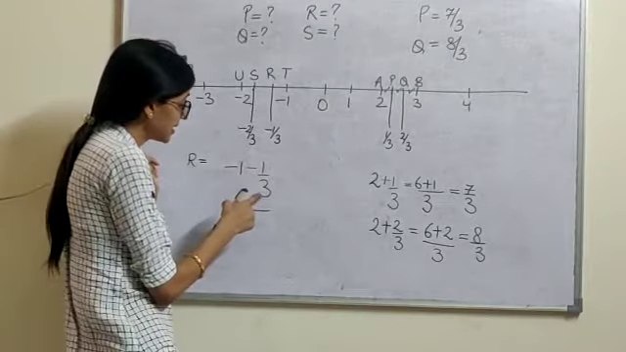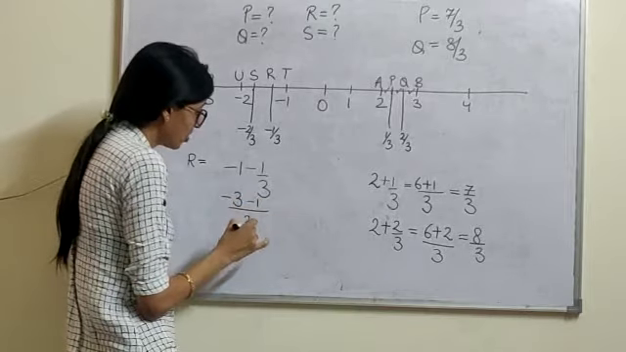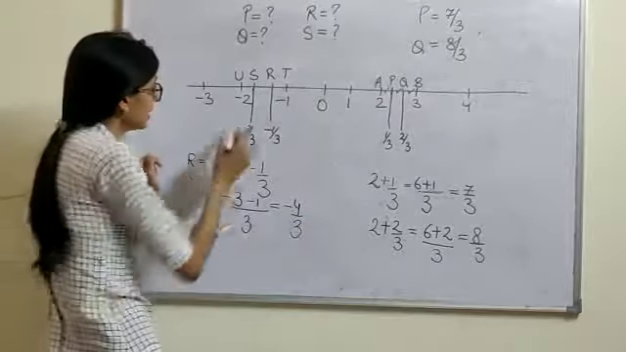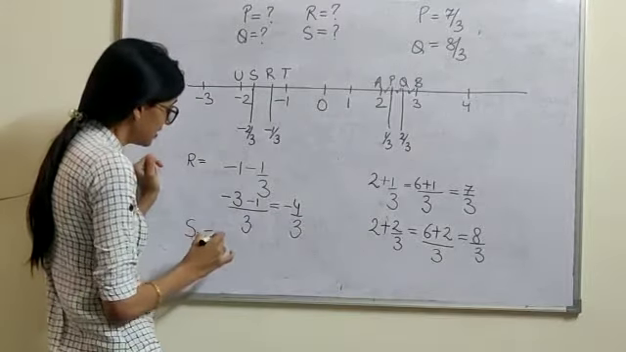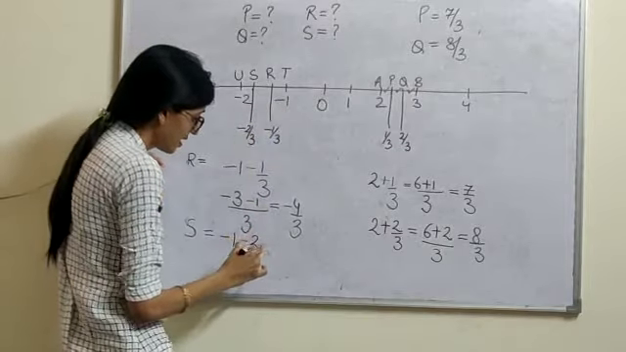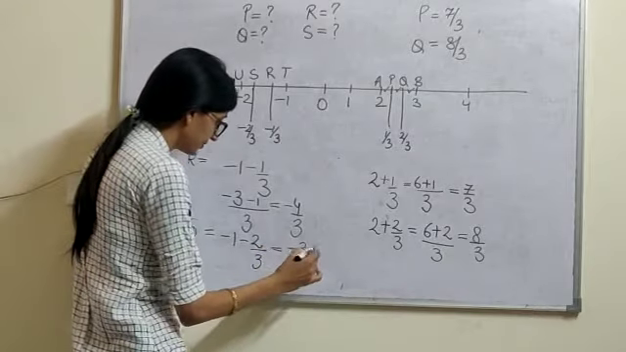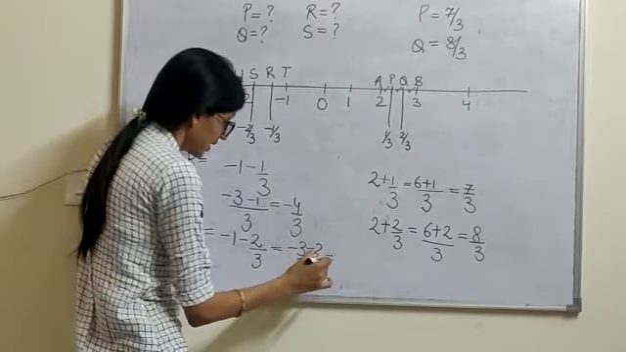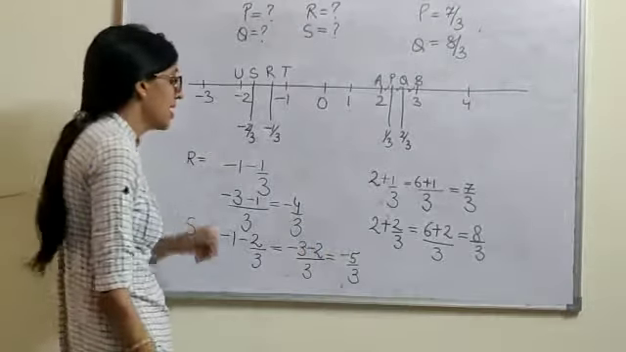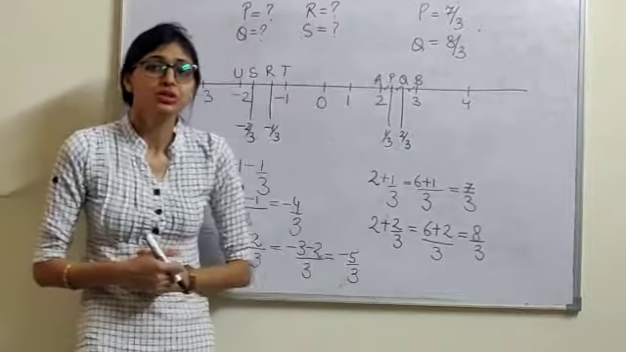So what will be the LCM? Minus 3 minus 1 upon 3, minus 4 by 3. Similarly for point S, the point is minus 1 minus 2 by 3. So by getting the LCM, you get minus 5 by 3. So in this way, I will get the answers. I hope the topic is clear to you. Thank you very much.